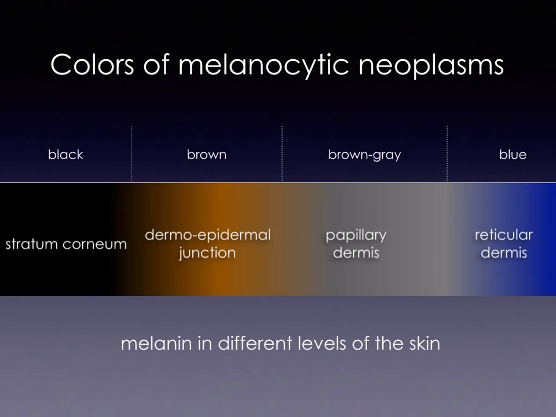If we look at the colors of melanocytic neoplasms, they are mainly due to melanin in different levels of the skin. While melanin in the epidermis, like in the stratum corneum or dermoepidermal junction, will give rise to black or brown color, melanin in the papillary dermis gives rise to gray color. Melanin in the deep parts of the dermis, like in the reticular dermis, gives rise to blue color.